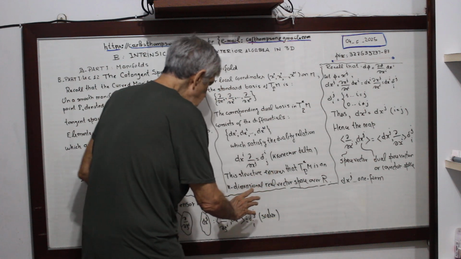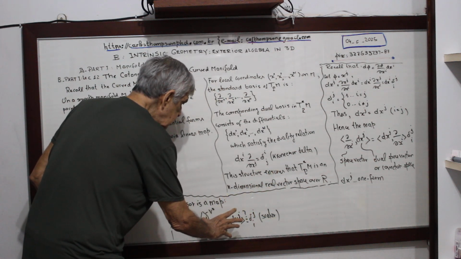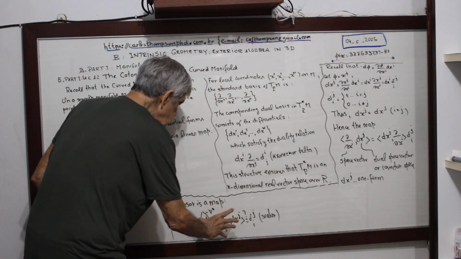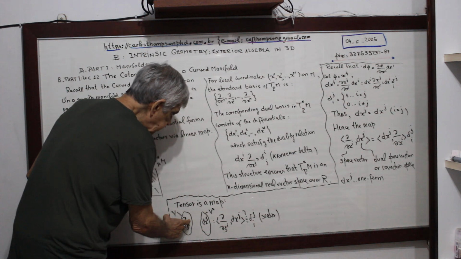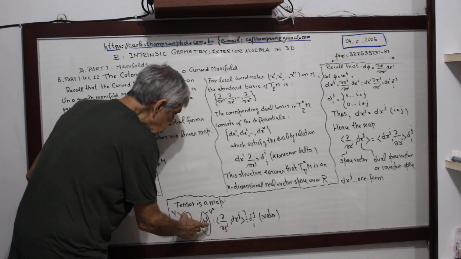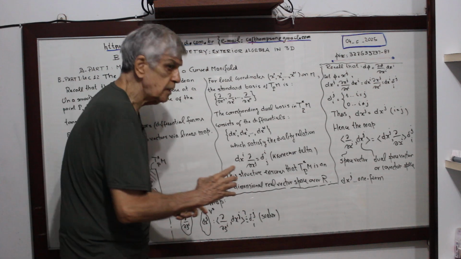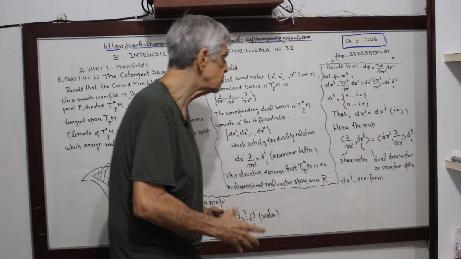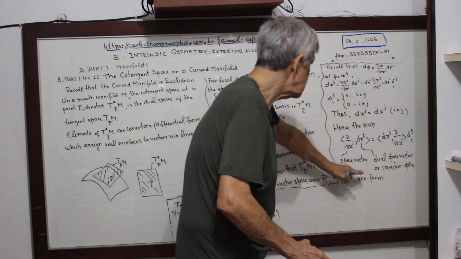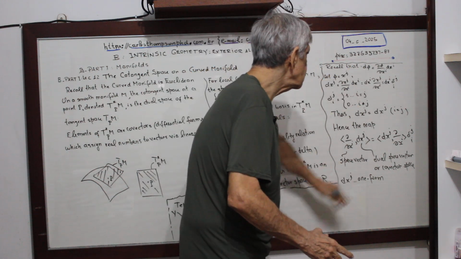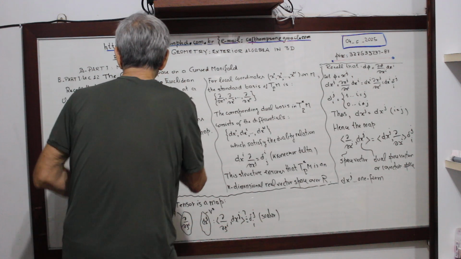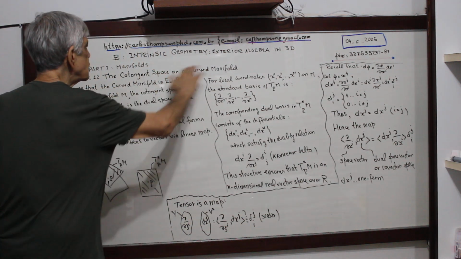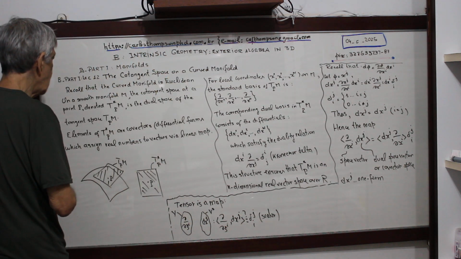Hence, attention now, a tensor is a map by definition. This vector acts on this one and leads to a scalar, by definition of a tensor. So this is an introduction just to go to lecture 12, the cotangent space.